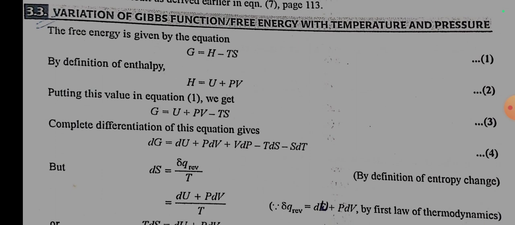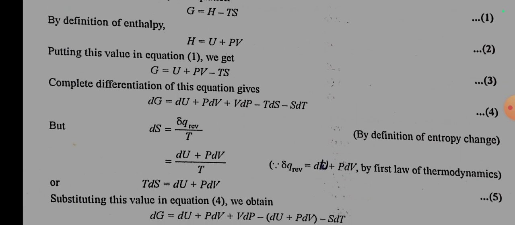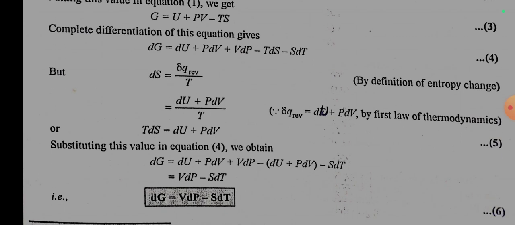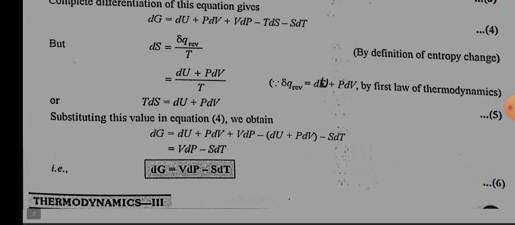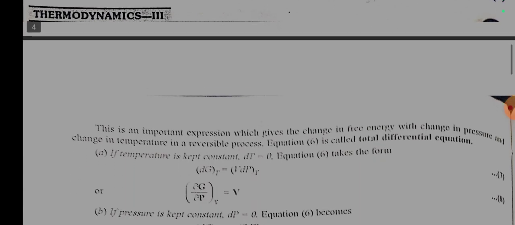Variation of Gibbs function (free energy) with temperature and pressure. The free energy is given by the equation G is equal to H minus TS. By definition of enthalpy, H is equal to U plus PV. Putting this value in equation 1, we get G is equal to U plus PV minus TS. Complete differentiation of this equation gives dG is equal to dU plus PdV plus VdP minus TdS minus SdT. And in the last, the equation becomes dG is equal to VdP minus SdT.